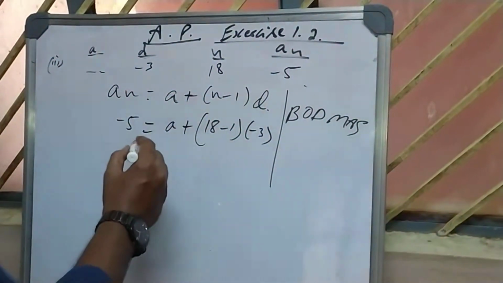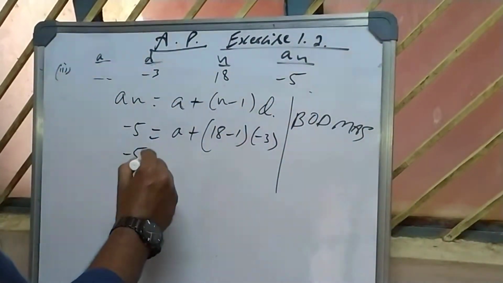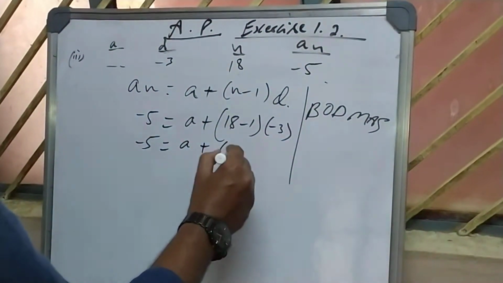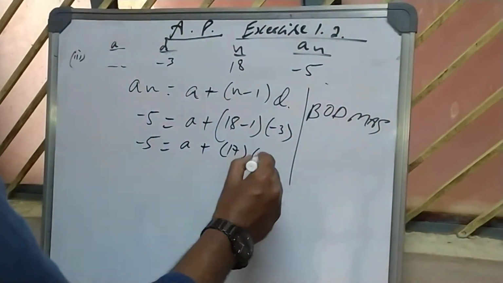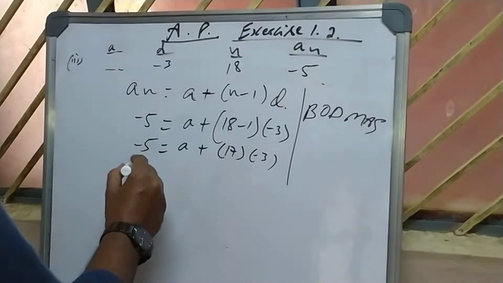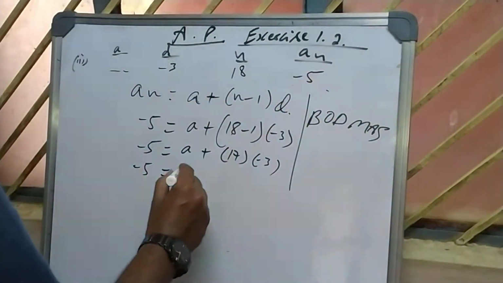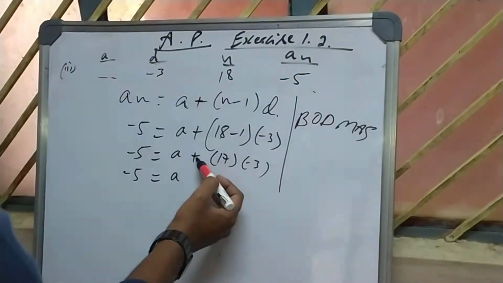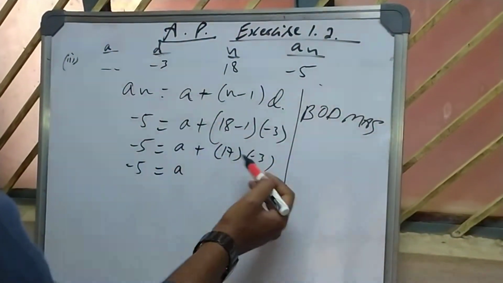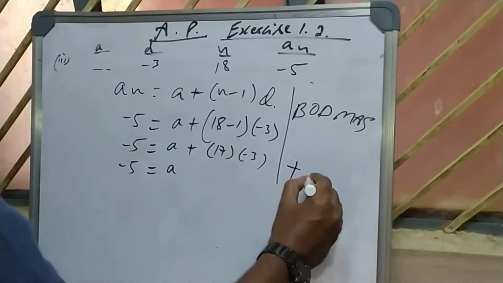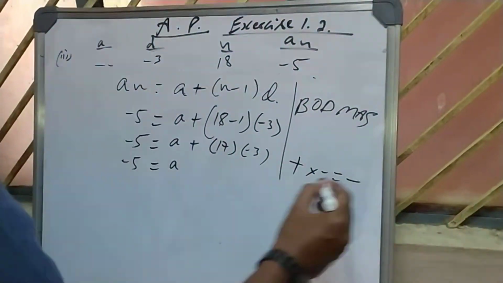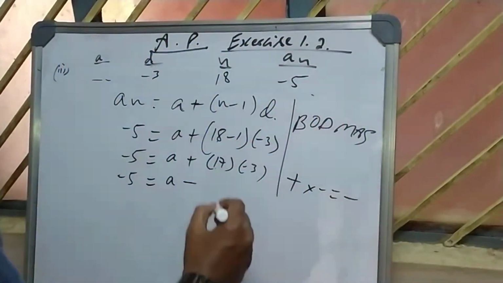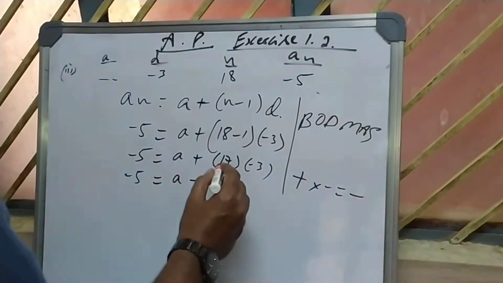Now I will write minus 5 is equal to a plus 18 minus 1 is 17. I will write it inside the bracket, 17 into minus 3. Now you have to observe this 17 has plus here, but this 3 has minus. So we know that plus into minus is equal to minus. So this plus into minus will be minus 17 into 3. 17 into 3 is 51.